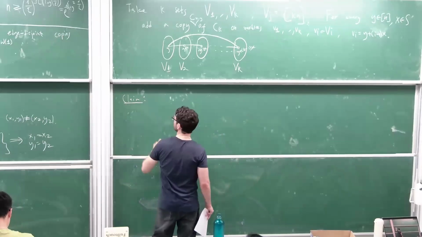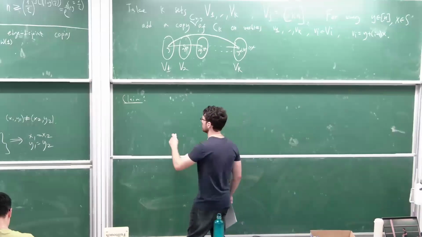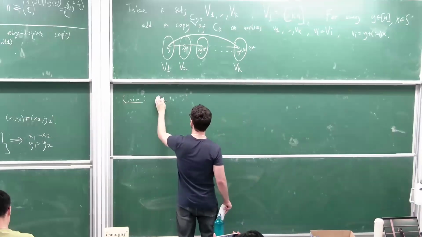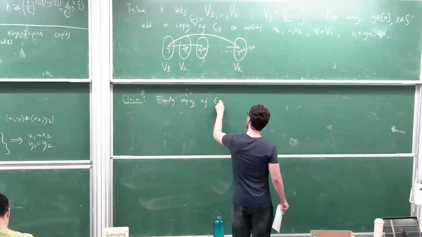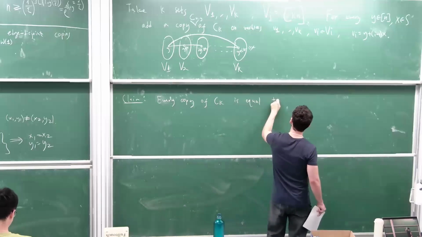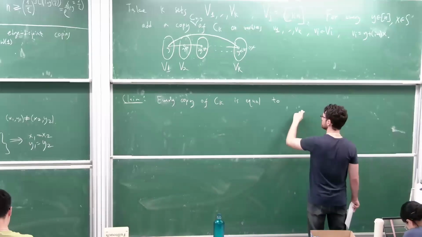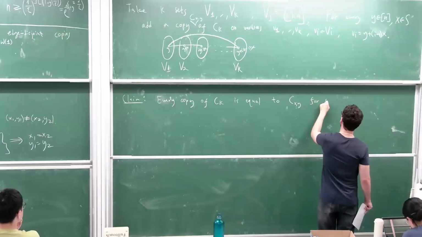Saying that, can you show that those are all the copies? There's no other. So those are all those. There's no other. So every copy of CK is equal to CXY for some X.